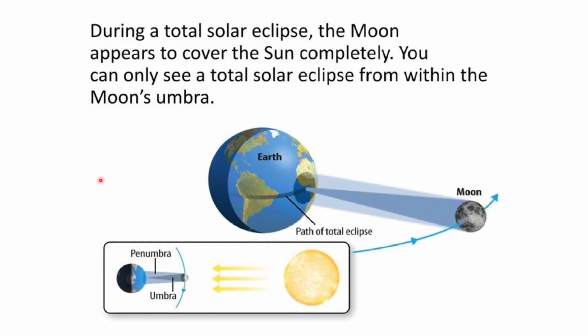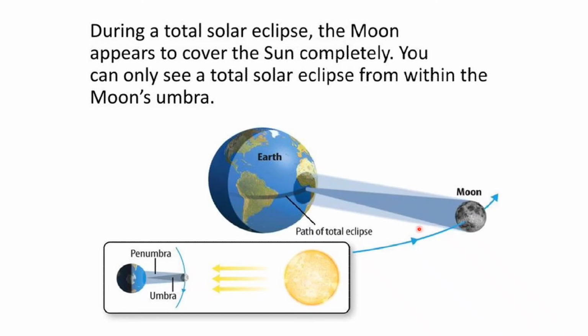So next, during a total solar eclipse, the moon appears to cover the sun completely. Again, it covers the sun completely. You can only see a total solar eclipse from within the moon's umbra. Again, from the moon's umbra.